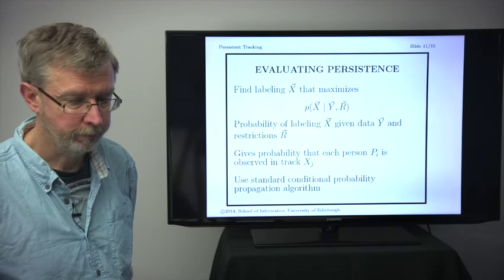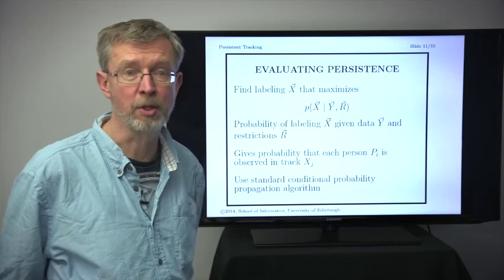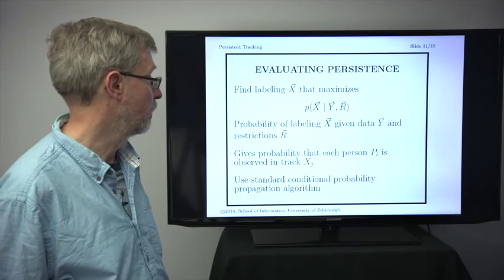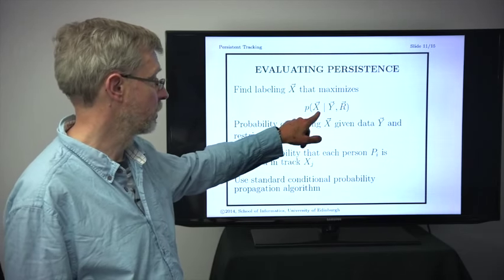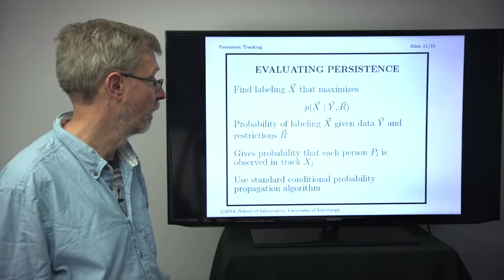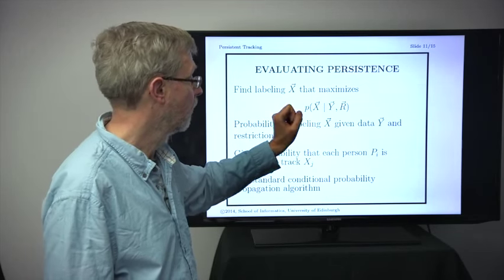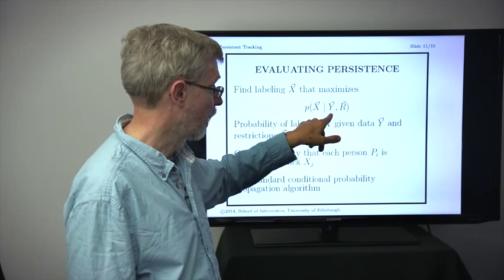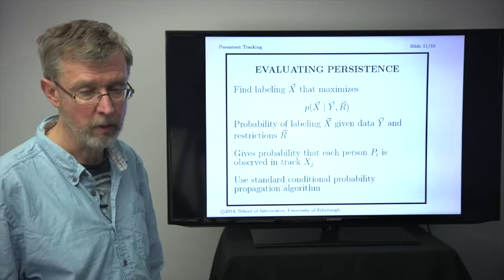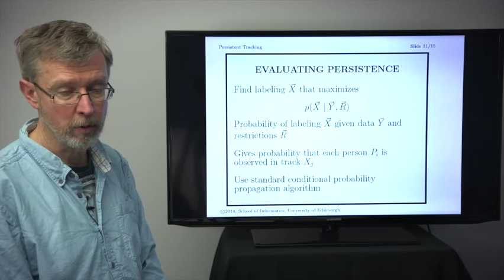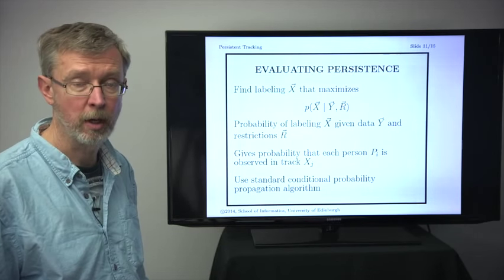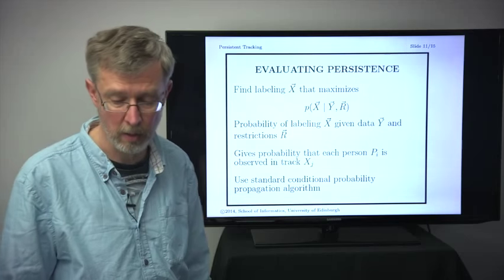Well, how are we going to actually come to some conclusion in this network? This is a Bayesian network, and what we want to do is find the labels, which are our identities of who's in which trajectory, that maximize the probability given both the observed data and also the restrictions that we want here. That will give us the probability that each individual person is observed in a given track. And we're going to do this using a standard Bayesian network propagation algorithm, and we're not going to go into the details of how we do that here.